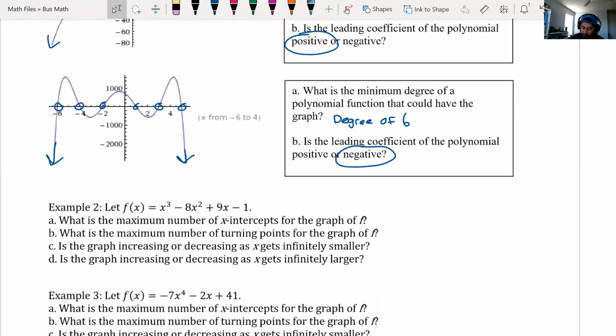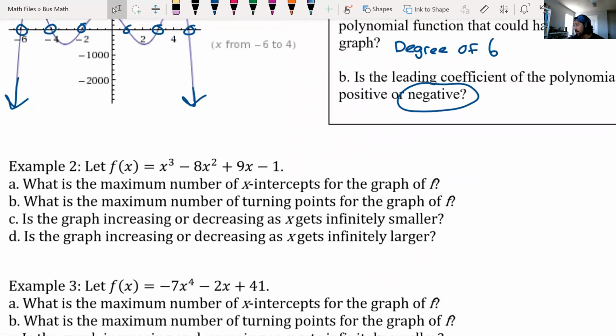Number 2. Again, using the definition from the first page. This says let f of x equal x cubed minus 8x squared plus 9x minus 1. What is the maximum number of x-intercepts for the graph of f?